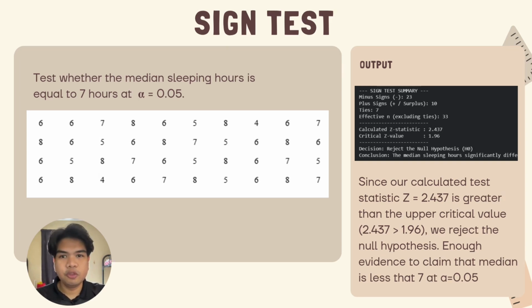Using Google Colab, we get Z equal to 2.437, which is greater than the upper critical value of 1.96. So we reject the H0 hypothesis, and there is enough evidence to say that the median is less than 7 hours of sleep at alpha 0.05.